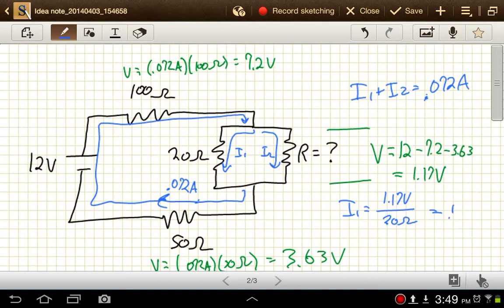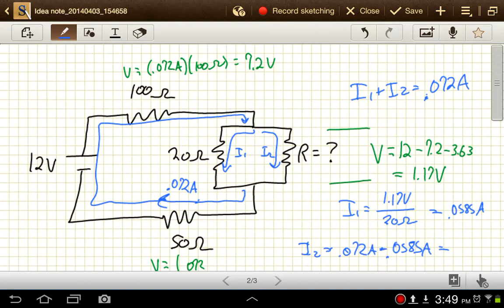Okay, and we know that we had 0.072 amps coming in here. It splits into two paths, but the total amount doesn't change. So we know that I1 and I2, we said those two have to add up to 0.072. So 0.072 amps minus 0.0585 amps equals 0.0135 amps, which is I2.